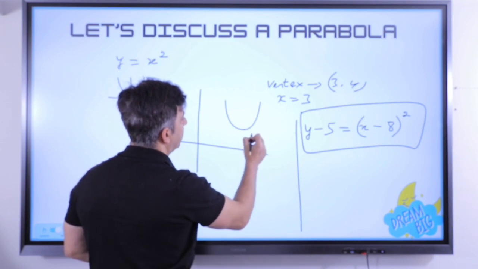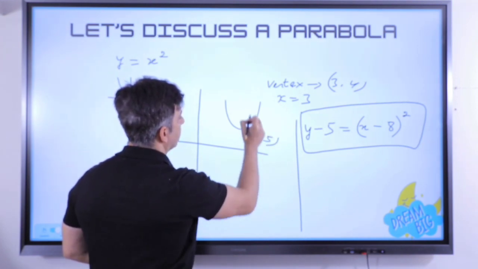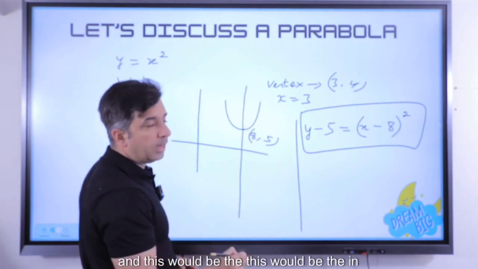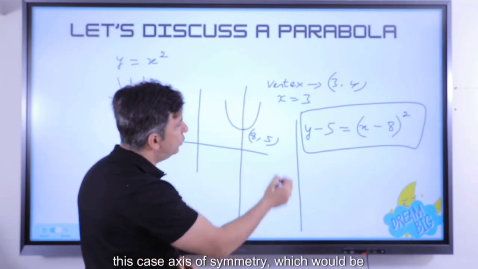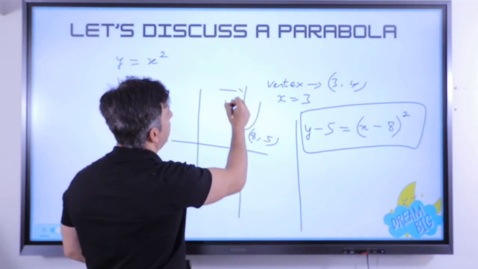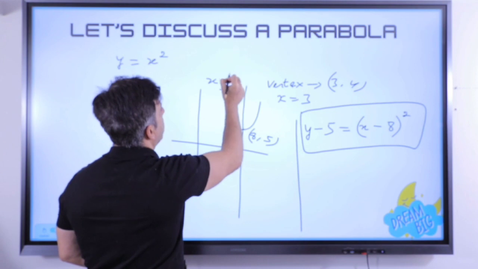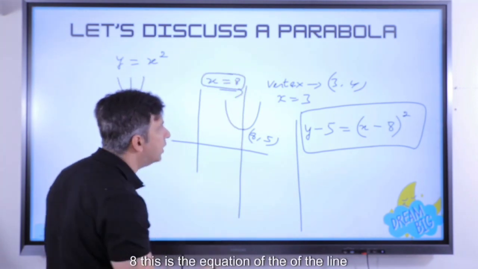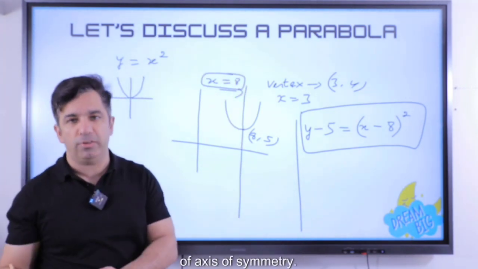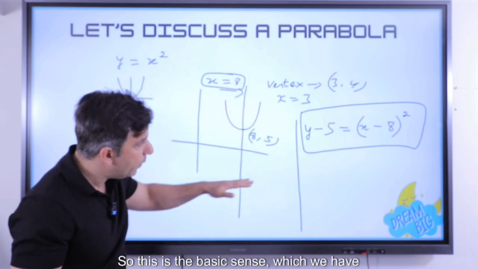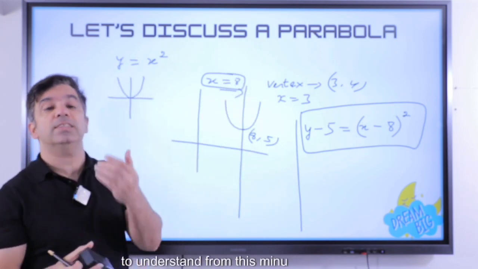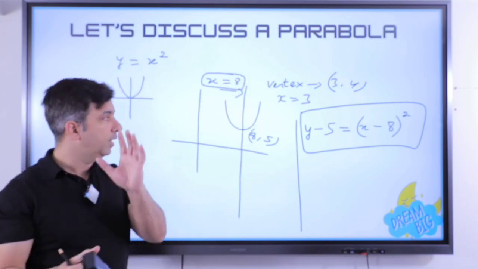So it would be of this kind. And this would be, in this case, the axis of symmetry, which is a vertical line. So it would be x is equal to 8. This is the equation of the line of axis of symmetry. So this is the basic sense which we have to understand from this minute onwards.